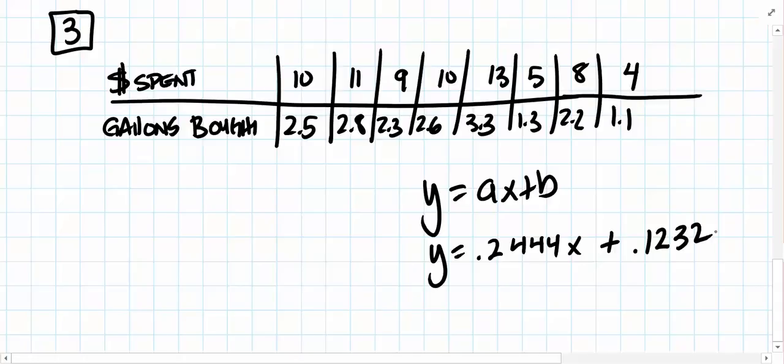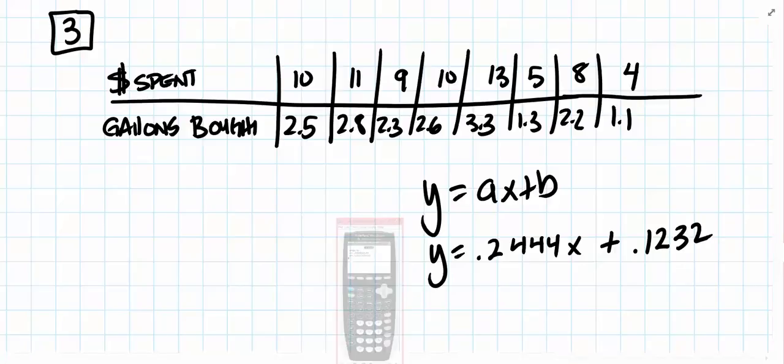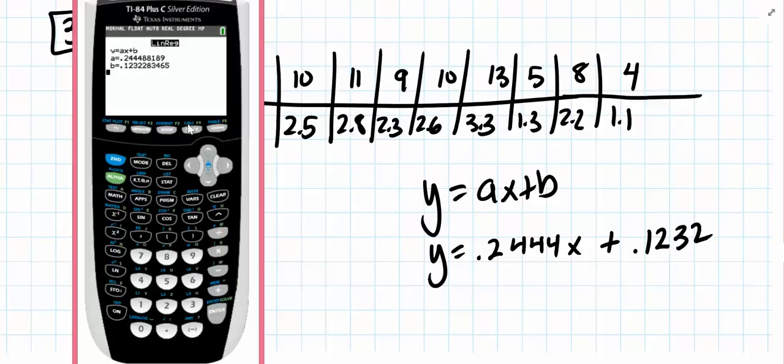And then you actually go back to the y equals button, and we're going to graph a line over our data points. So this is the answer. This is what we want. 0.2444x plus 0.1232. This would be the line, the linear regression line.